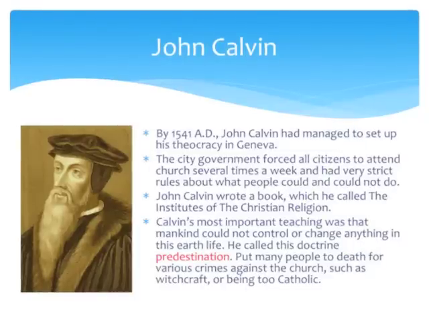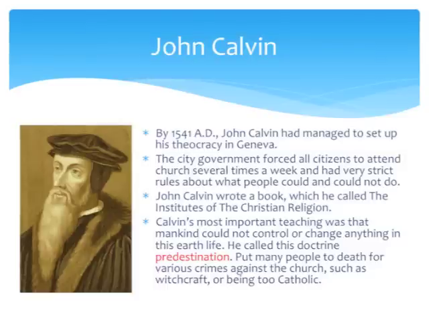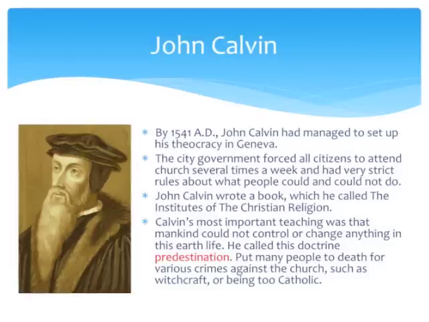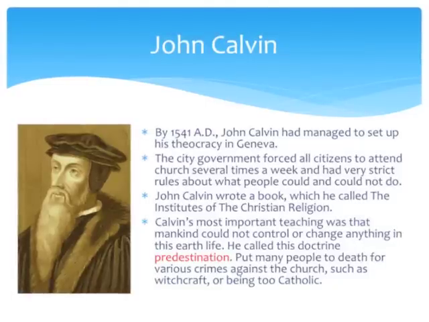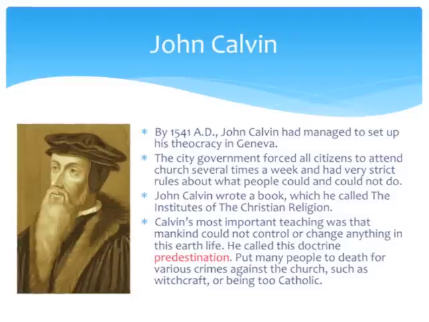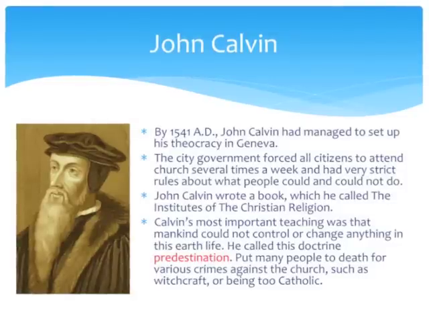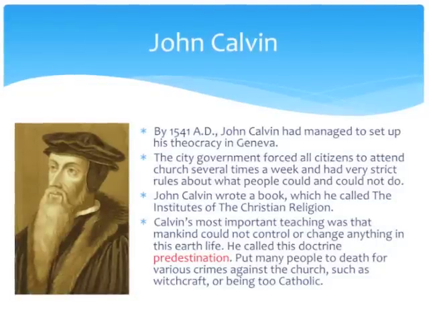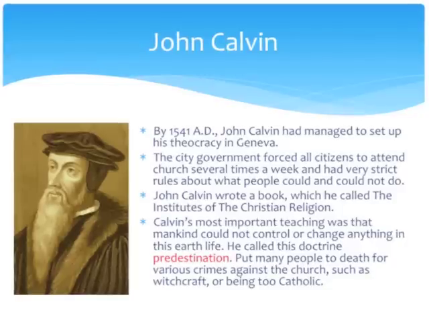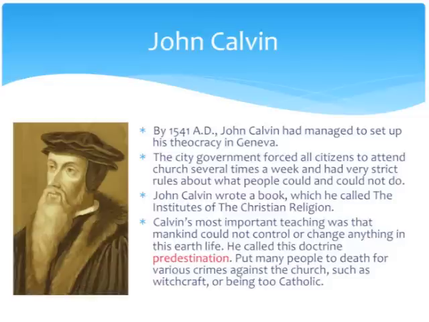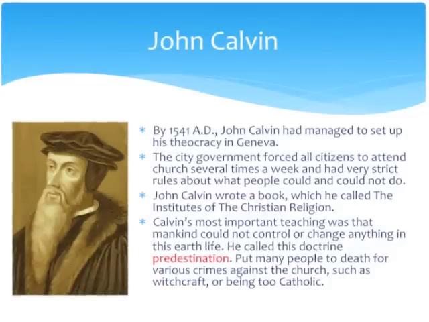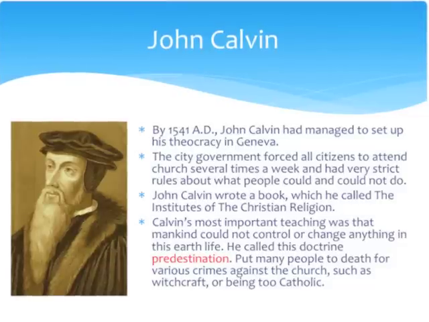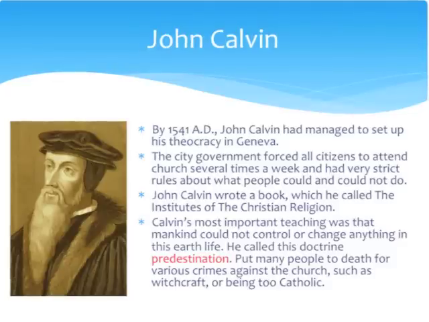In the mid-1500s, another religious leader by the name of John Calvin began working to bring about reform in the Catholic Church. Like Zwingli, Calvin lived in Switzerland, and he wanted to set up a theocracy. By 1541, Calvin had managed to set up his theocracy in Geneva. The city government forced all citizens to attend church several times a week and had very strict rules about what people could and could not do. John Calvin wrote a book which he called The Institutes of the Christian Religion. This book became quite popular in his day and would become very influential among future reformers.